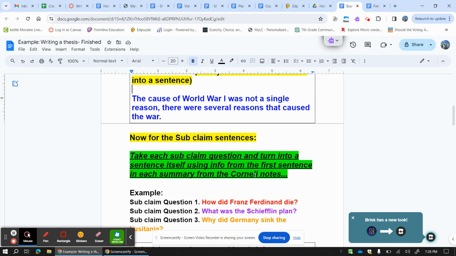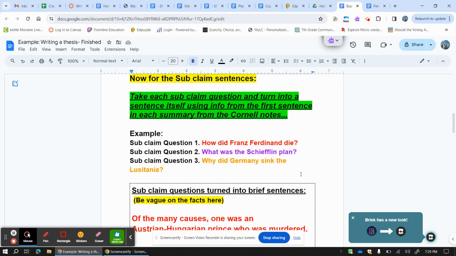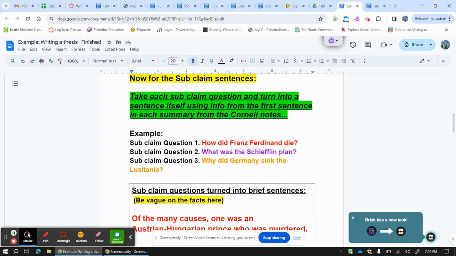Now the next couple of pieces is where I take my subclaim questions, and you guys already know these. I take my subclaim questions and make them vague sentences. I don't make them full of facts. That happens in the paper. This is keeping it vague. Let me show you. So my first subclaim of my paper about World War I is this: how did Franz Ferdinand die? My second one is, what was the Schlieffen plan? And my third, why did Germany sink the Lusitania? Okay, well, let's turn these into vague sentences.